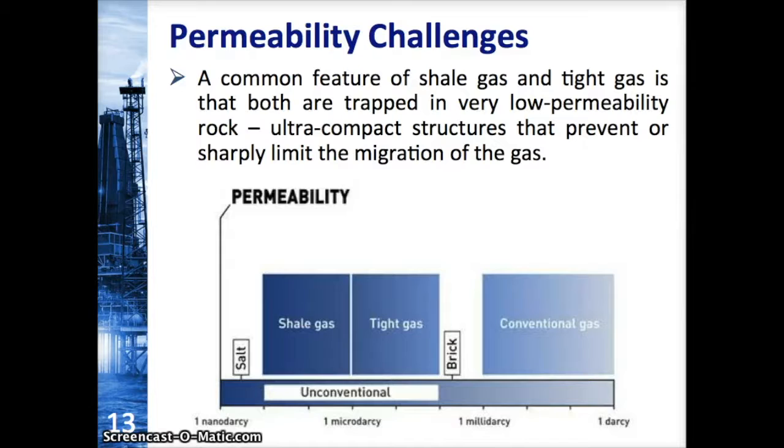So when we're talking about permeability, we want to talk about unconventional gas, which is characterized by very low permeability and ultra-compact structures that prevent the migration of gas. We're going to talk about three actually, but two here, the first being tight gas. In tight gas, the reservoir rock itself is very, very tight. The pores are there, but there's no permeability, or very little permeability.